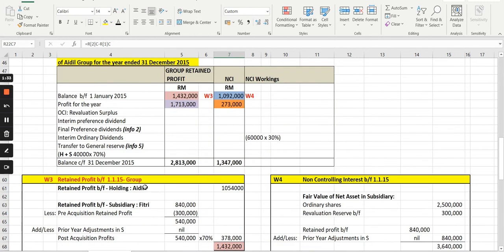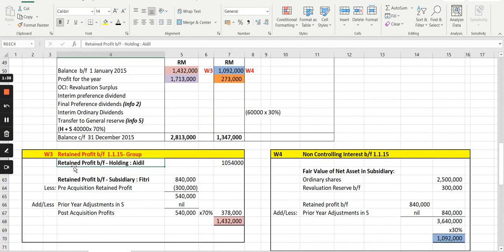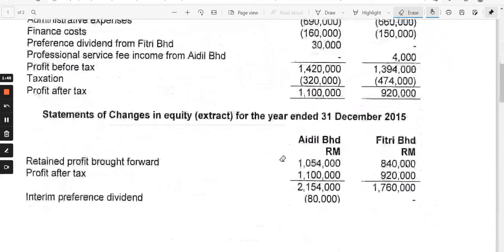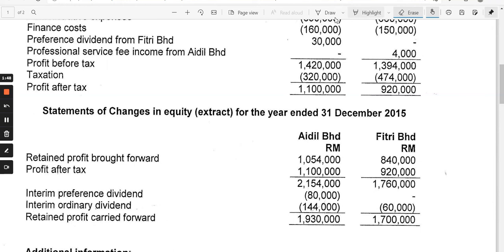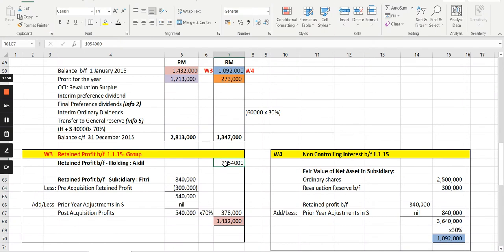So when I say group retained profit, it would be the retained profit of Aidil and retained profit of Fitri. First, go on looking at the one of Fitri. This is directly from the question, which is here. So if you take this figure, 1054, and you include it as part of the working, and check if there is any adjustment in the prior period that will affect Aidil.